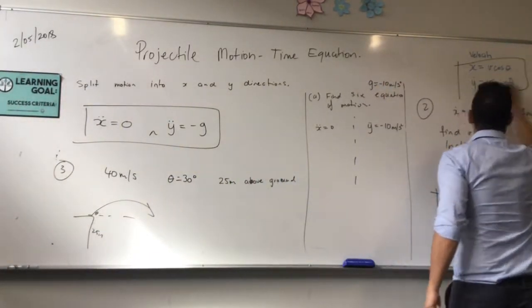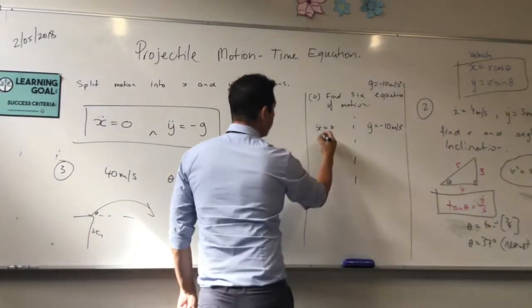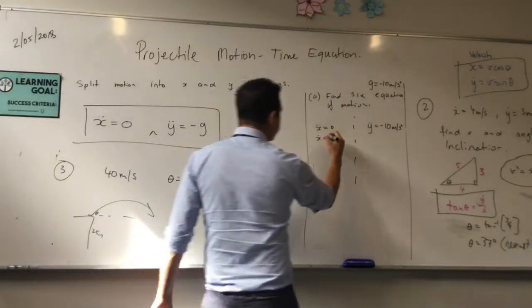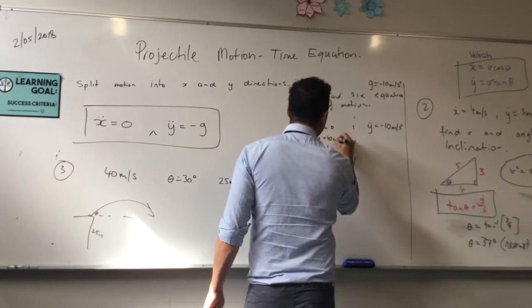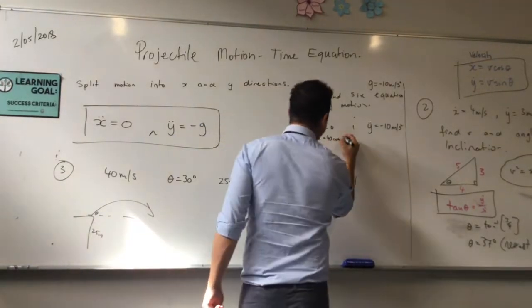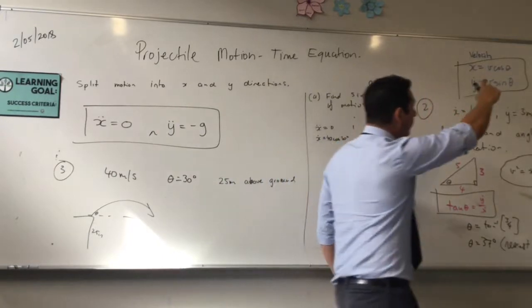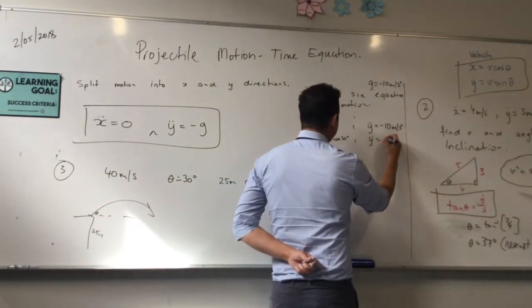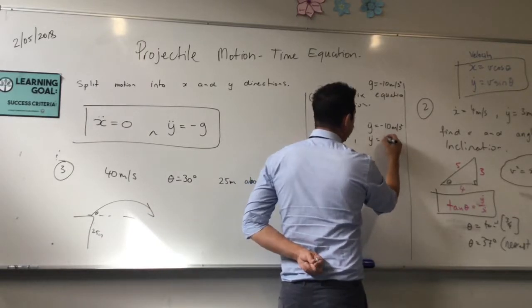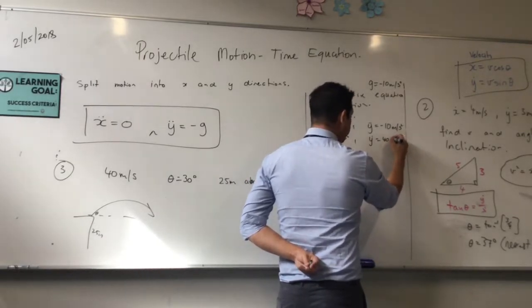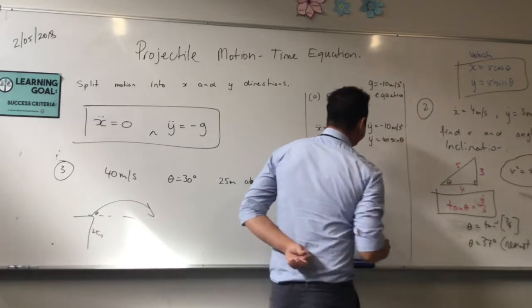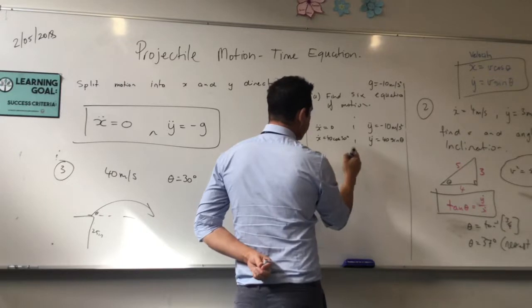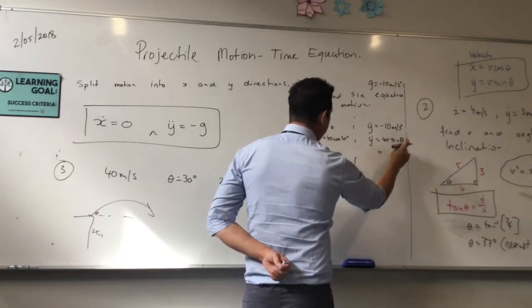So X dot equals what? It's the initial velocity, 40 cos 30, straight from this. And that's going to be 40 times root 3 on 2, so 20 root 3.